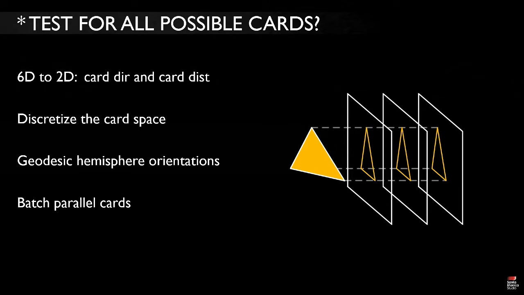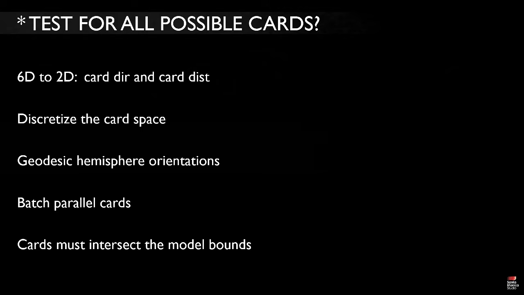The projected area of each face also doesn't change if the plane orientation doesn't change, so we can pre-compute individual face areas for each orientation batch. And of course, we can just ignore cards that are far away. They have to intersect the model bounding box.